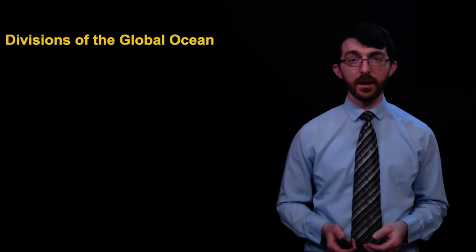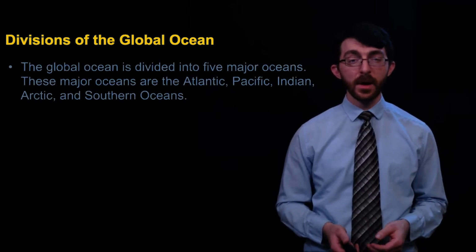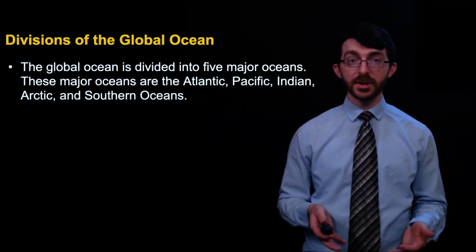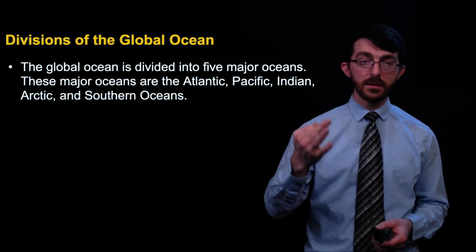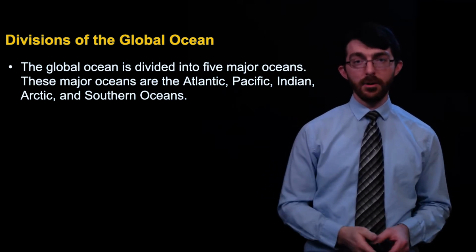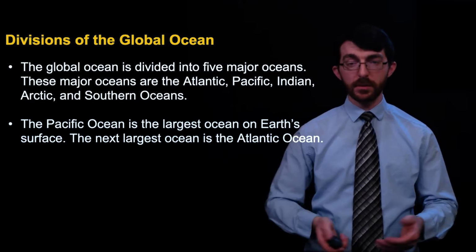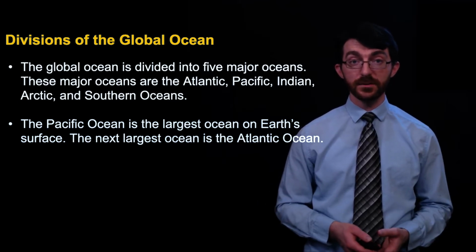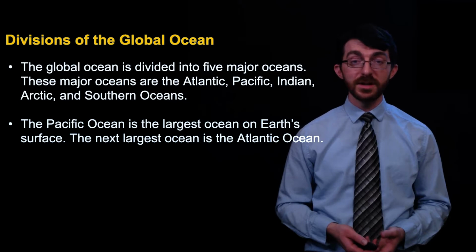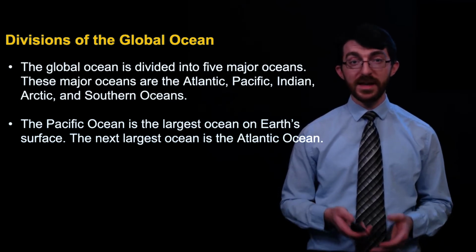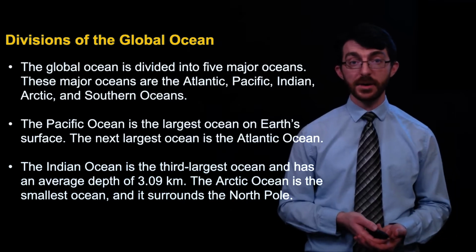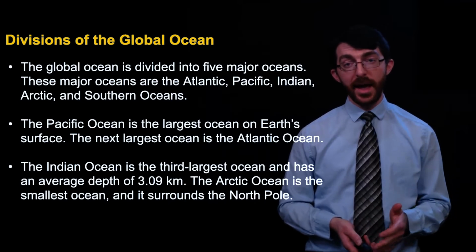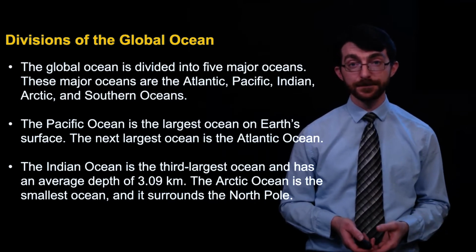Okay, so the global ocean is divided up. This goes with that first objective, so heads up for that. The global ocean is divided into 5 major oceans. So you've got the Atlantic, Pacific, Indian, Arctic, and Southern oceans. So the Pacific Ocean, as you probably know, is the largest ocean on Earth's surface. And after that, the next largest ocean is the Atlantic Ocean. The Indian Ocean would be the third largest ocean, and it has an average depth of 3.09 kilometers. And the Arctic Ocean is the smallest, and that surrounds the North Pole.